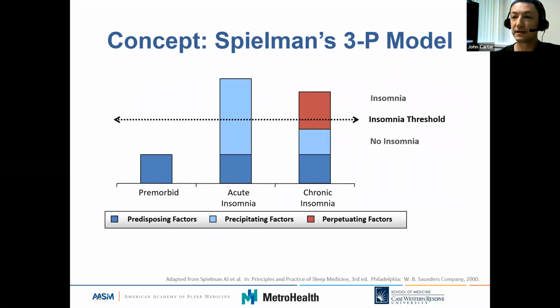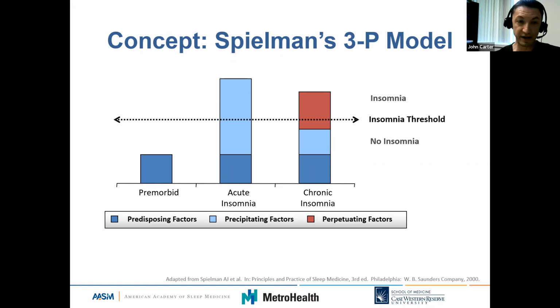When we're talking about the development of insomnia, there are a number of conceptual models floating around out there, and although most of these are mostly academic, some of them actually have utility when we're trying to think about the development of insomnia, but also how we can intervene and design insomnia treatments. So I would say the dominant concept out there in the literature, and certainly the most important that I think we should be aware of, is Spielman's 3P model, which you see here.